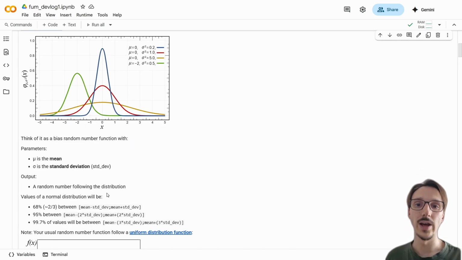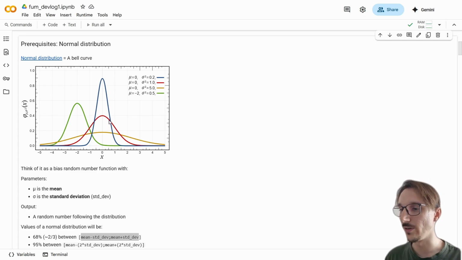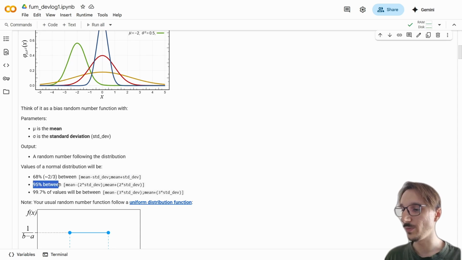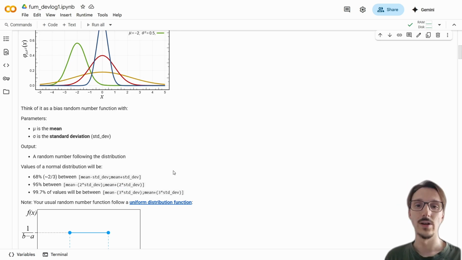And to give you an idea of how the output number might look, you have a 68% chance, so around 2/3 of the time, that the output value will be between the mean plus or minus the standard deviation. So if you look at the red curve here, the standard deviation is 1, so around 2/3 of the values that it will output will be between -1 and 1. And you also get a 95% chance of the output value being between the mean plus or minus 2 times the standard deviation. And you're pretty sure to have a value between the mean plus or minus 3 times the standard deviation. Okay, we're done with math for now.